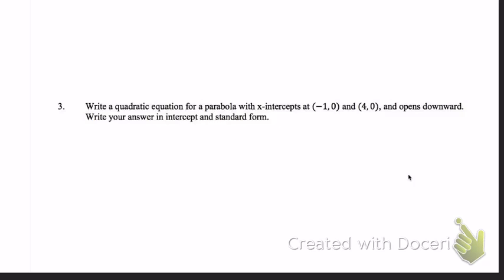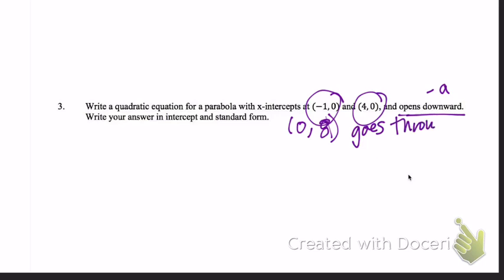So it says write a quadratic equation for a parabola with x-intercepts at negative 1, 0, 4, 0. It opens downward, so that means it's going to have a negative A value. And also, it would need to give you another piece of information where it also goes through the point 0, 8. So I'm just going to give that to you. It goes through 0, 8. Otherwise, you can't get a specific a value. So it would need to give you a third point.